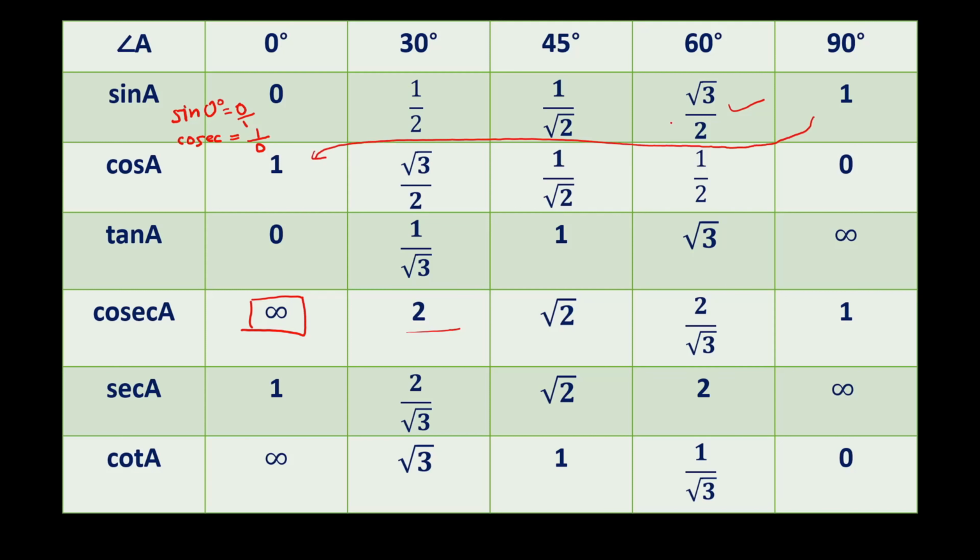And cos 60 degree equal to sin 30 degree. And cos 45 degree equal to sin 45 degree. And cos 30 degree equal to sin 60 degree. And cos 90 degree equal to sin 0 degree, as you can see here.